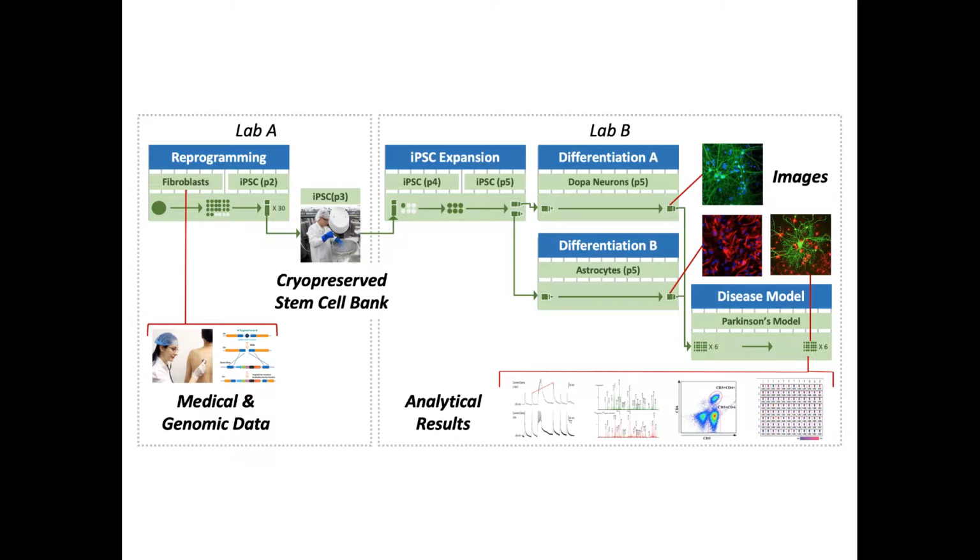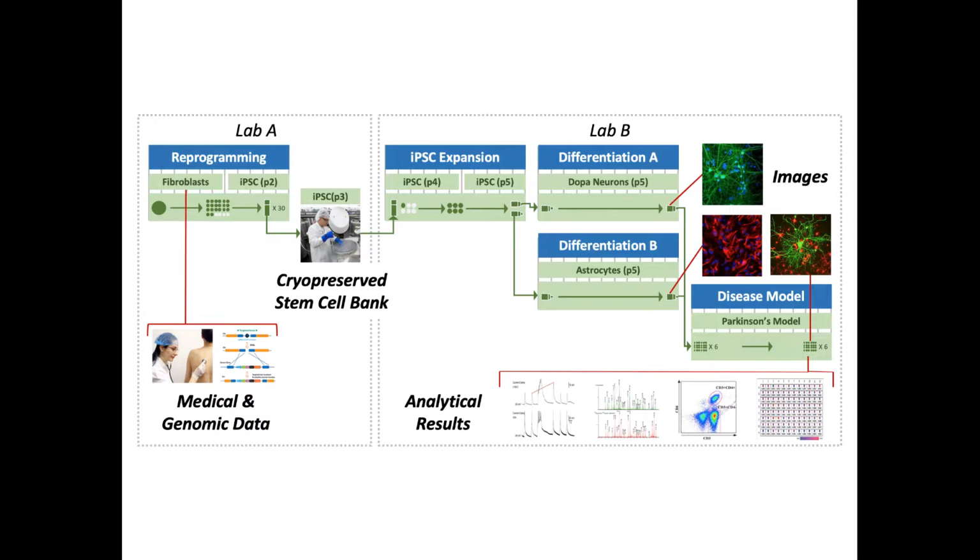Here's a picture of how this concept might work in practice. In this scenario, imagine Lab A on the left is taking patient fibroblasts, converting them to iPSCs, characterizing them, and putting them into a cryopreserved stem cell bank. Along the way, they are linking the patient's medical data and doing whole genome sequencing on those cells. Then Lab B, maybe even a few years later, takes some cells out of those banks, expands them using one protocol, differentiates them into dopaminergic neurons and astrocytes, and puts those together into a disease model for Parkinson's. Along the way, they are generating a lot of microscopic images, and at the end, doing some drug testing and generating gigabytes of analytical results.